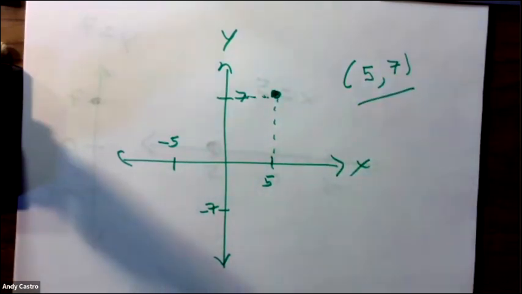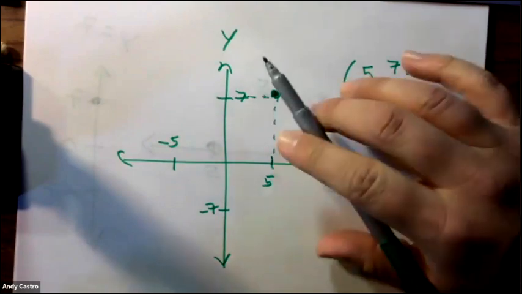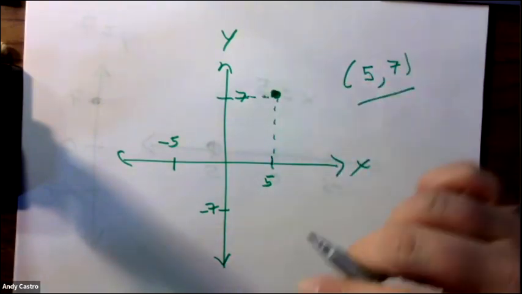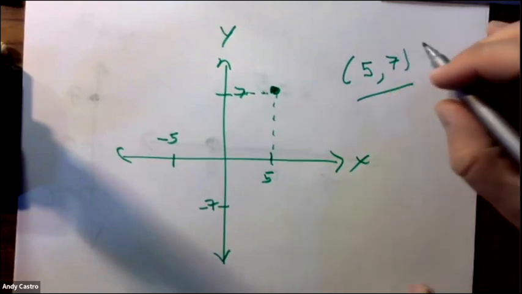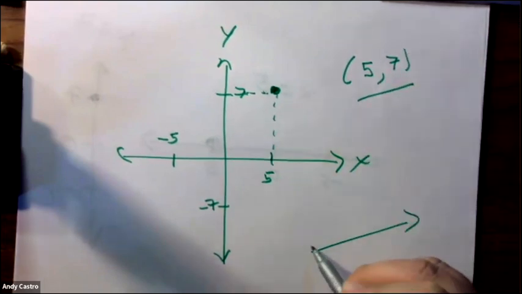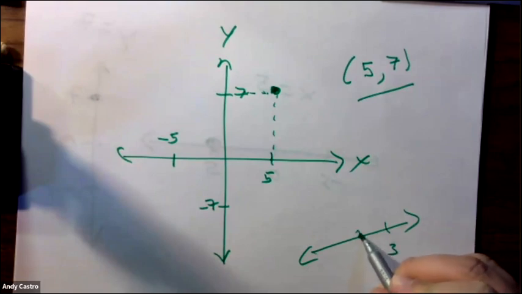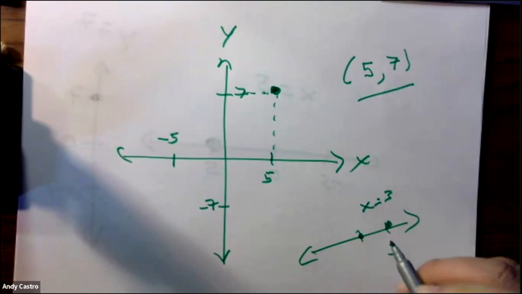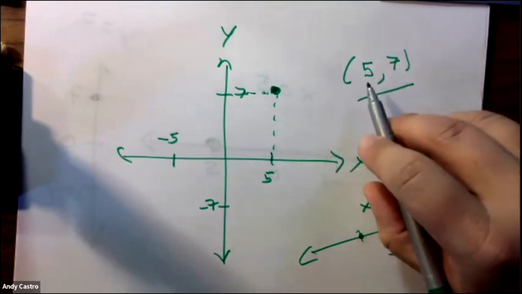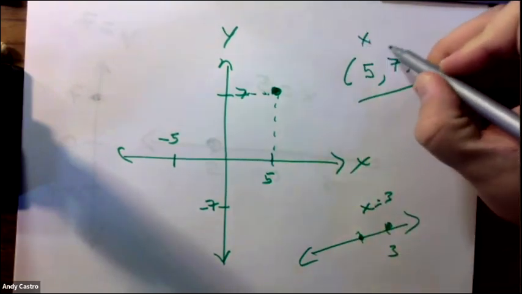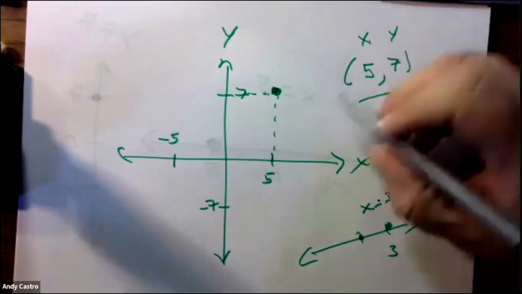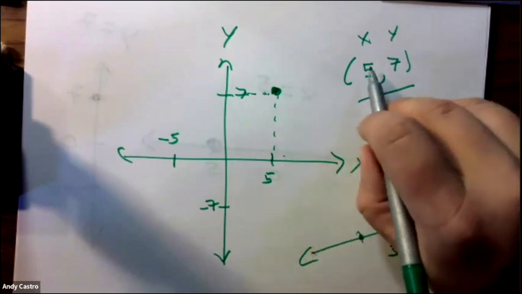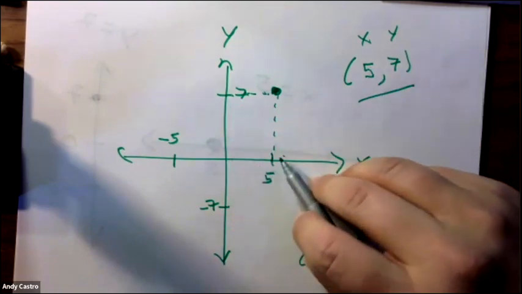So that would have been what you went over with Mr. Metter. Rather than just a regular line where you have X is equal to 3 and you just fill in one dot, we have two numbers, the X number and the Y number. And so you go over to the X number, that's 5. Then you go up to the Y number, that's 7.